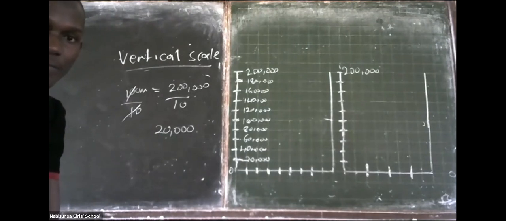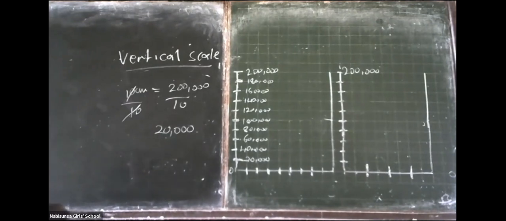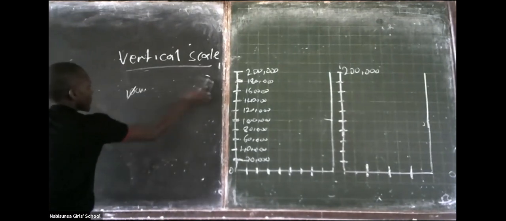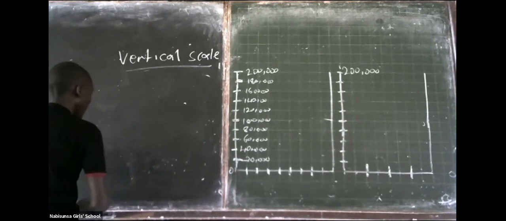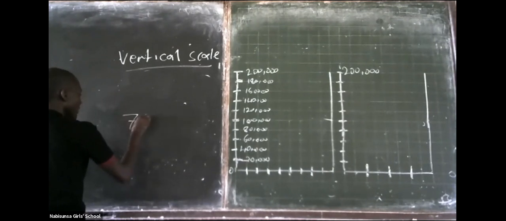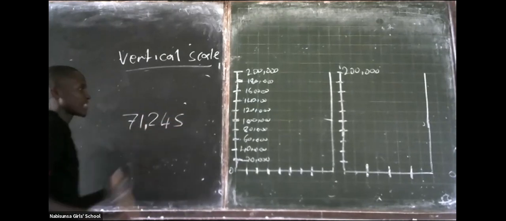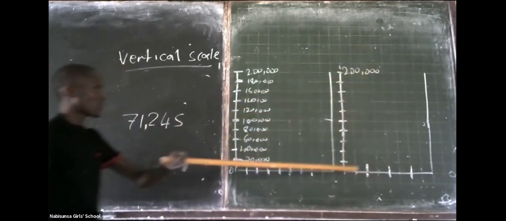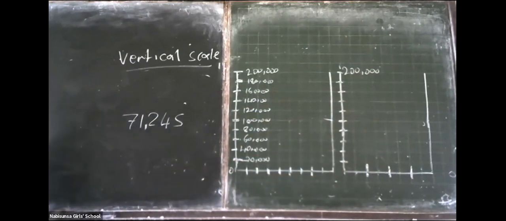Yes, teacher. But now let us try this one. Let me use this number. Assuming on the table they have given you the highest amount is 71,245. You get for us the scale for this one. How do you get it? What do you do?